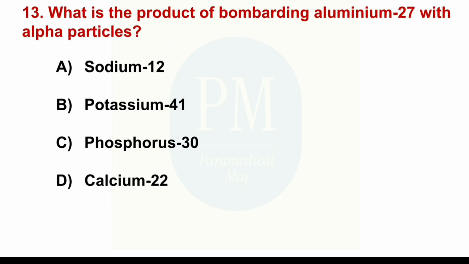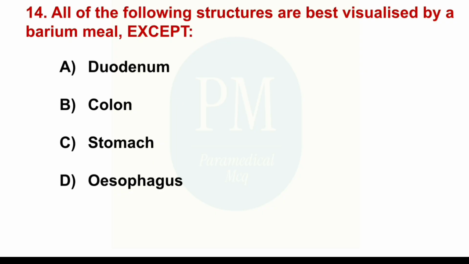What is the product of bombarding aluminium-27 with alpha particles? Option A. Sodium-12. Option B. Potassium-41. Option C. Phosphorus-30. Option D. Calcium-22. The correct option is option C. Phosphorus-30.